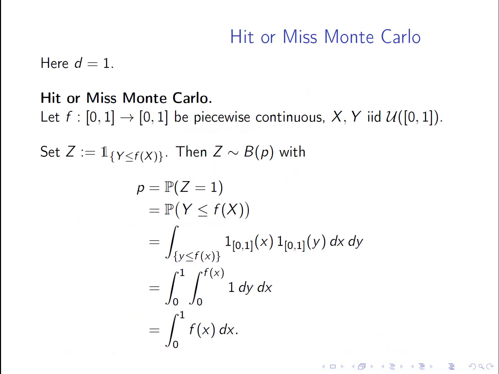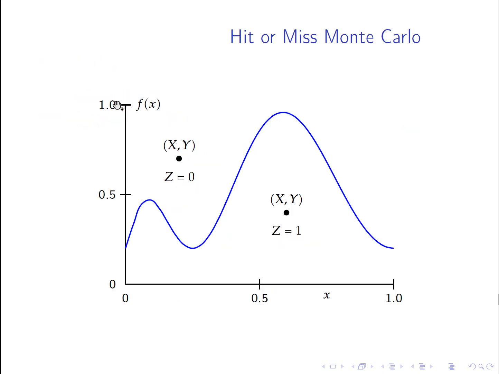And well, let's try. So let's stick to a one-dimensional example here. So now d is equal to 1, and let's try hit or miss Monte Carlo. So there are many versions of Monte Carlo methods for integration. And hit or miss Monte Carlo, well, has an intuitive construction. So let's move to the picture first.